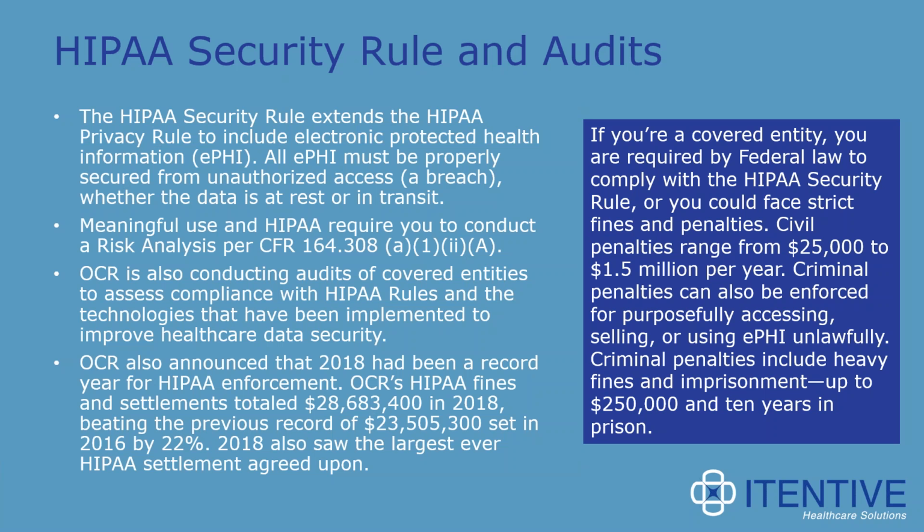Now, as we all know, the HIPAA security rule requires covered entities to assess data security controls by conducting a risk assessment and implement a risk management program to address any vulnerabilities that are identified. So essentially, the HIPAA security rule extends the HIPAA privacy rule to include electronic protected health information, or EPHI. And this EPHI must be properly secured from unauthorized access, whether the data is at rest or in transit.